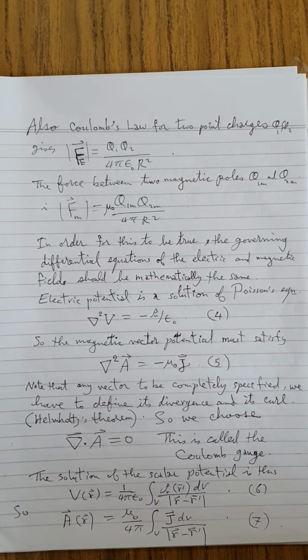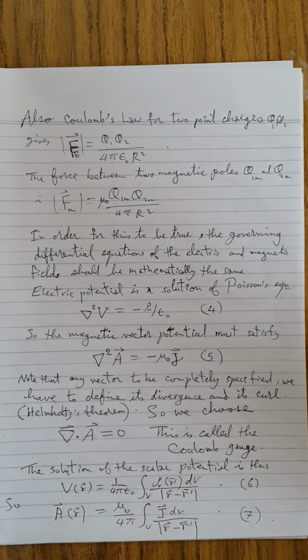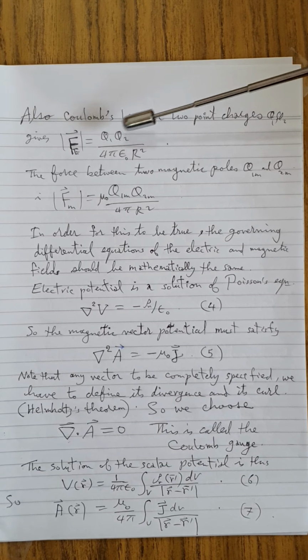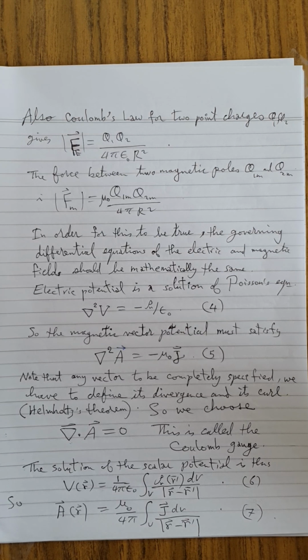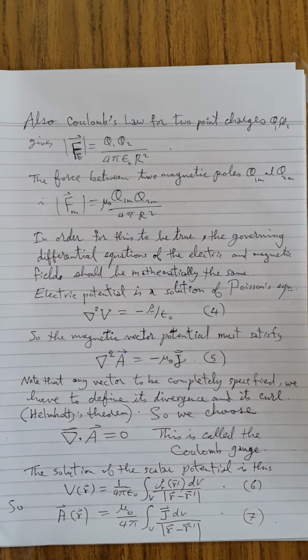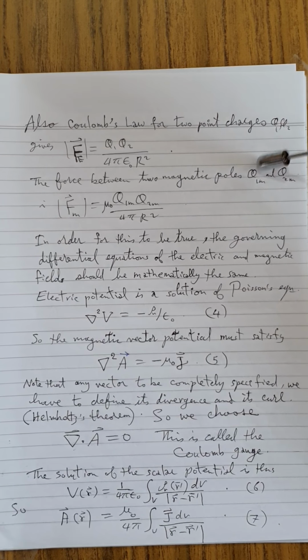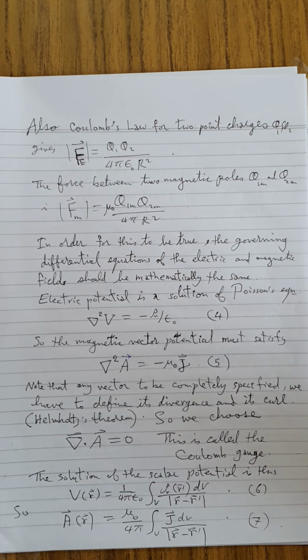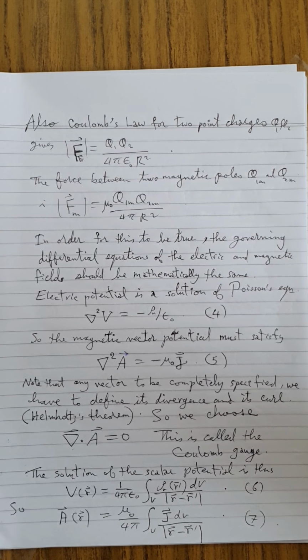Also, another example is Coulomb's law for two point charges. The force between two point charges, Fe, is Q1 times Q2 over 4 pi epsilon naught r squared. Now, if we take two magnets and we space them a distance r apart, if the pole strength of magnet 1 is Q1m and the pole strength of magnet 2 is Q2m, then the force between the magnets has the same form as Coulomb's law for the electric charge, and we get mu naught Q1m Q2m over 4 pi r squared.